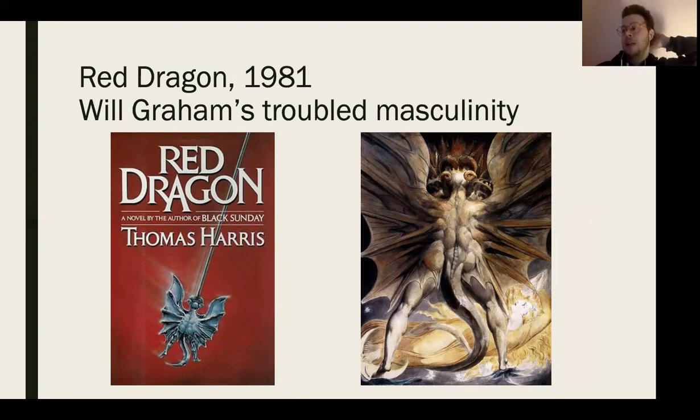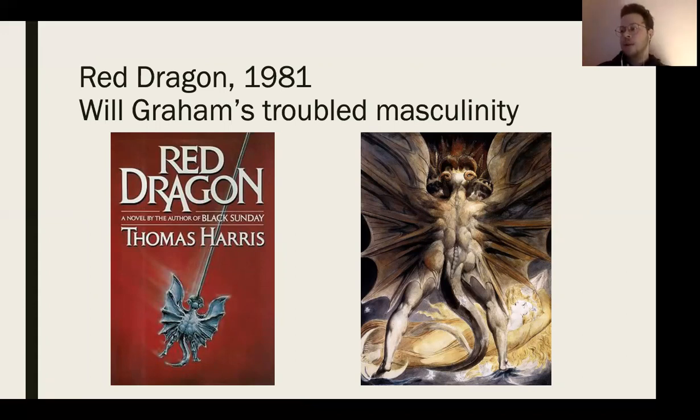Francis Dolarhyde is the antagonist of the novel Red Dragon and its subsequent adaptations. He's a serial killer who targets whole families to fuel his transformation into the Great Red Dragon, his conceptualization of his superior, superhuman self based on the William Blake painting of the same name.